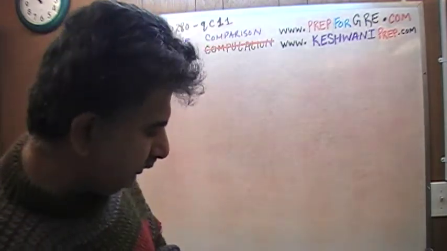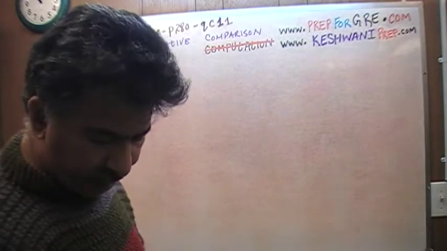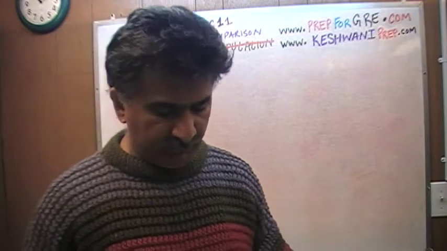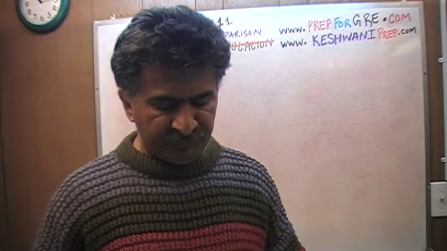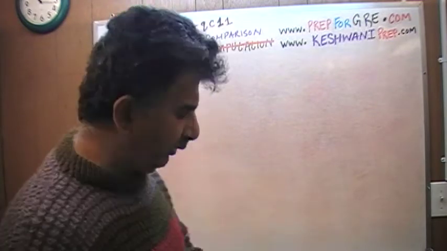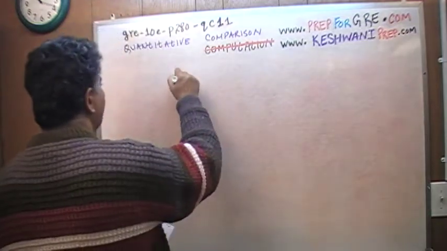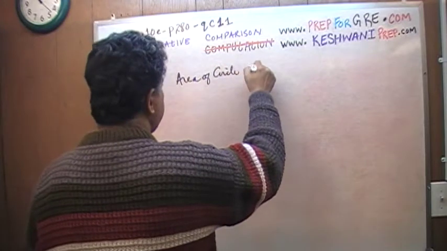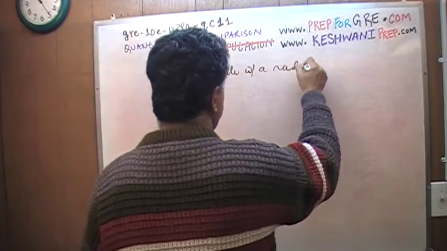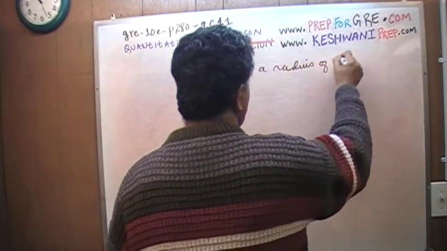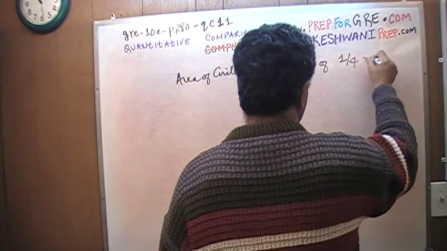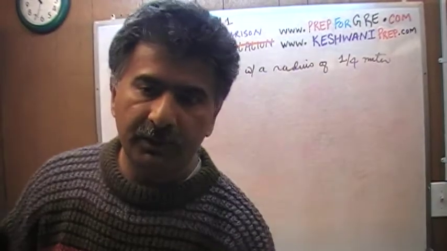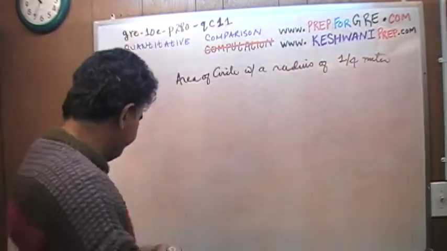They tell you the area of a circular region. An area of a circular region is just a fancy way of saying area of a circle. The area of a circle with a radius of 1/4 meter. But before I do any work at all, I'm going to actually figure that out right now.